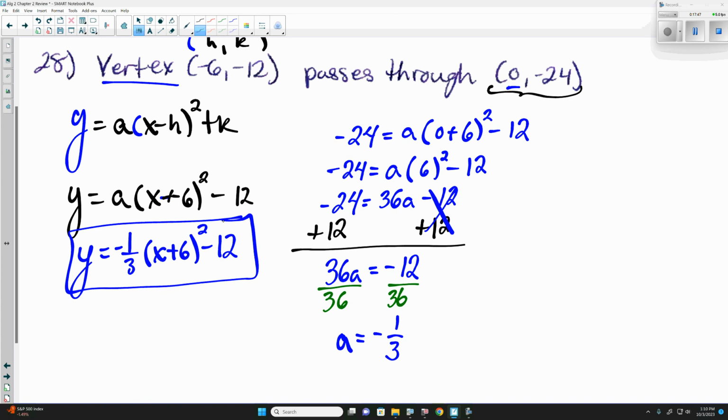Questions on how we found this equation? Any questions on this one here?